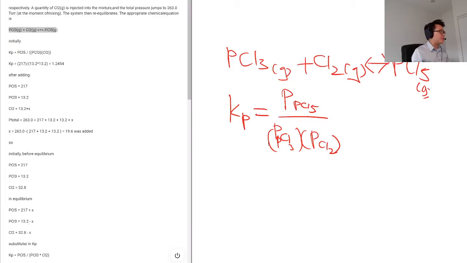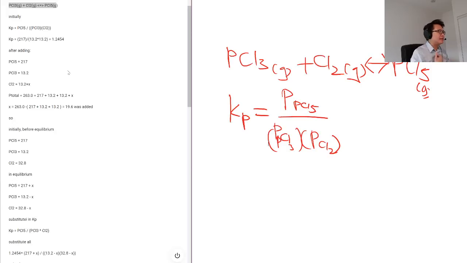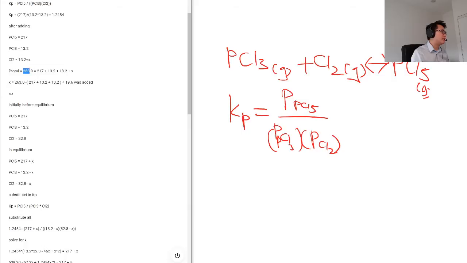All right, so yeah, we just plugged in a number. It's not that difficult. It's 1.2454. Yeah, and this is right. Yeah, this is definitely right. Okay, so after adding the chlorine gas, we know that PCl5 will be 217, and then PCl3 will be 13.2, and then chlorine will be 13.2 plus X. Okay, so we know that the total pressure after adding chlorine will be 263.